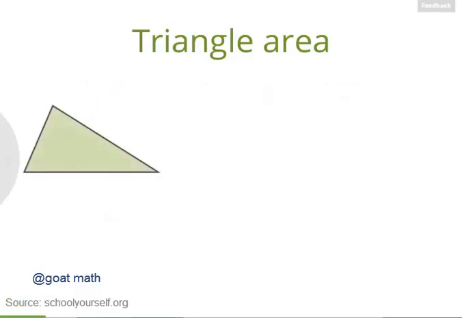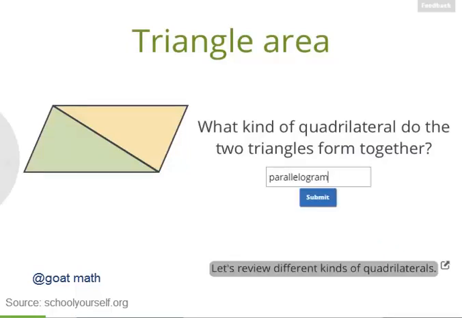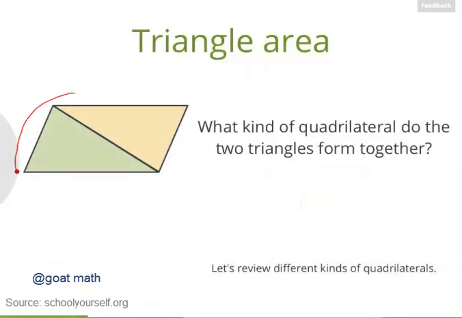We've positioned the triangle so that one of its sides, this one, is lying horizontally. Let's make a second identical copy of this triangle and flip it around so they have this side in common. Now what kind of quadrilateral do these two triangles form together? If you're not sure, click down here to review the names of different quadrilaterals. Exactly. Two copies of this triangle make a parallelogram.